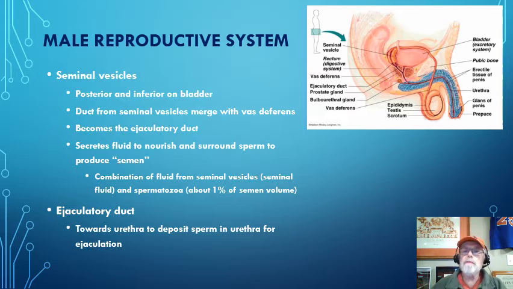Okay, so the semen actually is a combination of fluid that comes from the seminal vesicles, the spermatozoa at this point, but we'll also get additional fluid from what's called the bulbourethral gland, as well as the prostate, which I'll talk about in a minute.